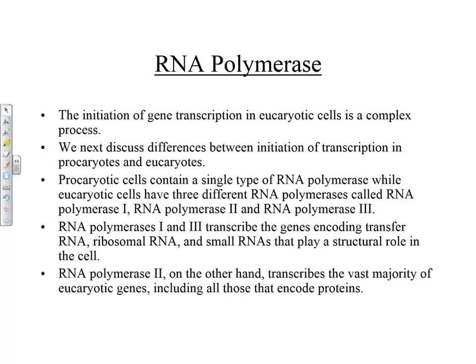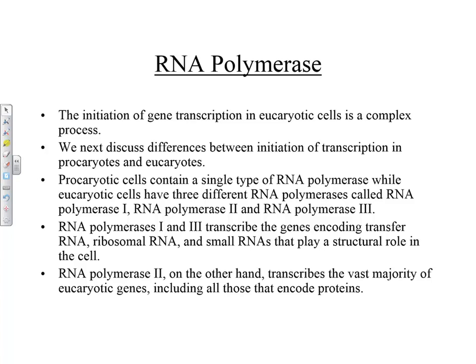So we next discuss key differences between initiation of transcription in prokaryotic cells and eukaryotic cells. First of all, prokaryotic cells contain a single type of RNA polymerase, while eukaryotic cells have 3 different RNA polymerases called RNA polymerase 1, RNA polymerase 2, and RNA polymerase 3. RNA polymerases 1 and 3 transcribe the genes that encode transfer RNA, you all know what that is, those adapter molecules. Ribosomal RNA, those are the RNAs from which the ribosomes are made. And small RNAs, like microRNAs, which have some special function in the cell.